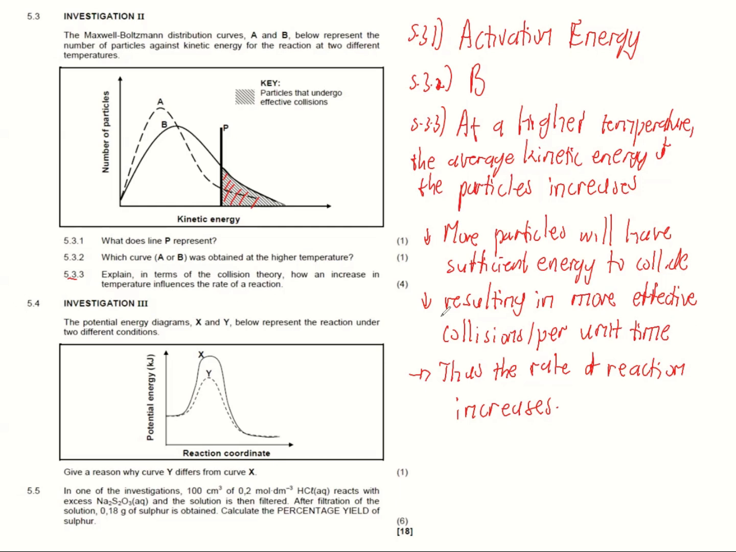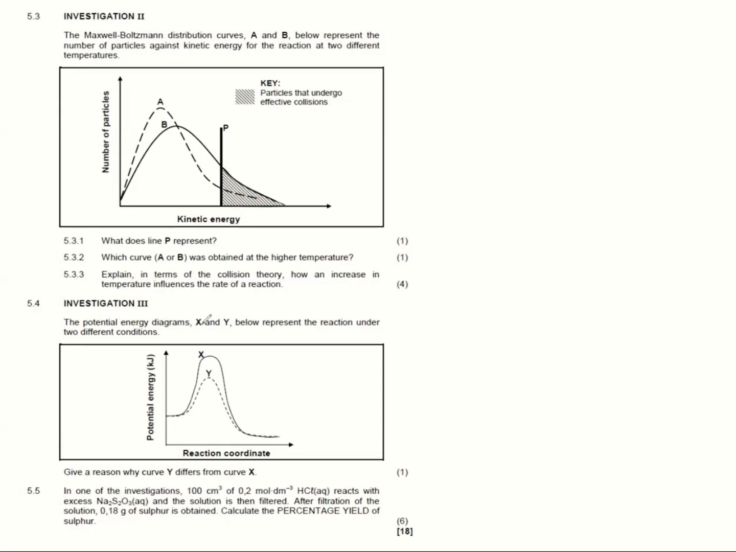And then 5.4, we now have investigation 3. So let's erase this. The potential energy diagram X and Y below represent the reaction under 2 different conditions. Give a reason why curve Y differs from curve X, right?